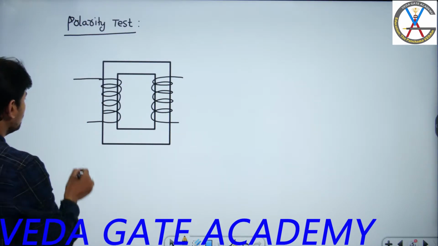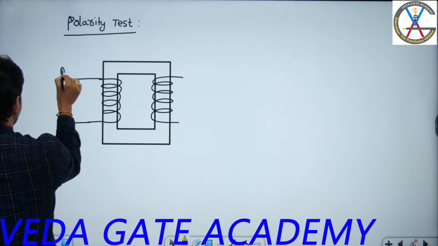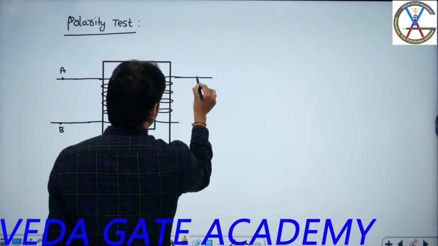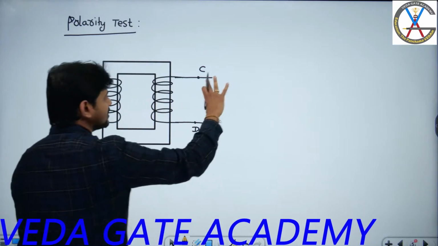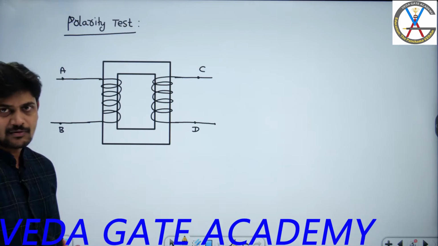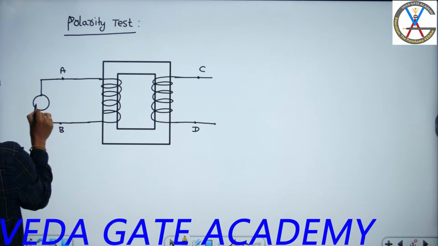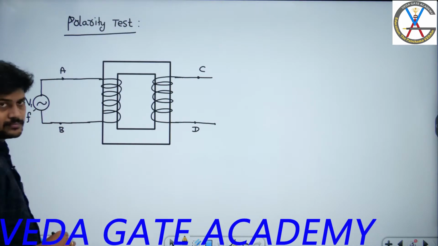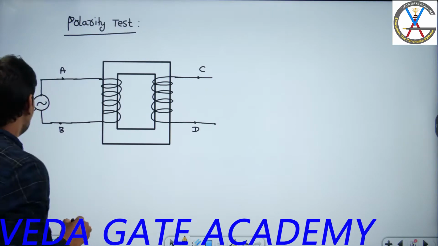Let us assume these are terminals A and B, and let us assume this is terminal C and this is terminal D. Now I am not connecting any load during this test. The secondary terminals are open circuited, and I am going to supply a source voltage V1 at a frequency F. Are you following?